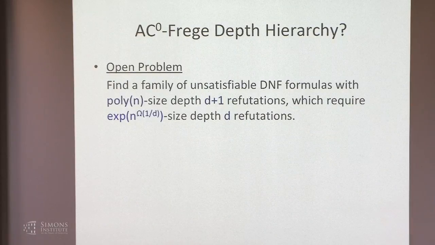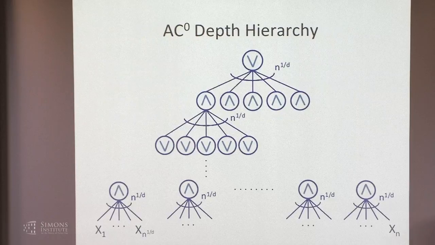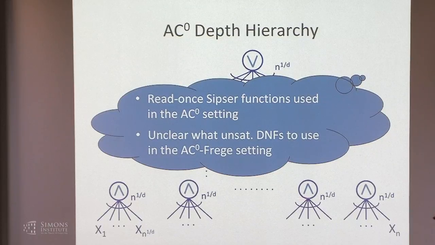Okay. So to conclude, I just wanted to mention another open problem in this area. To come up with a depth hierarchy theorem for AC0 Frege, this is a very natural problem which is open. In other words, find a family of unsatisfiable DNF formulas with polynomial size depth d plus 1 refutations, but which require exponential size depth d refutations. Just to mention, in the circuit setting, we have such depth hierarchy theorems. They involve these read-once Sipser functions. It's a very obvious choice of function to use. But in the proof complexity setting, it's unclear what even the right unsatisfiable DNFs should be.